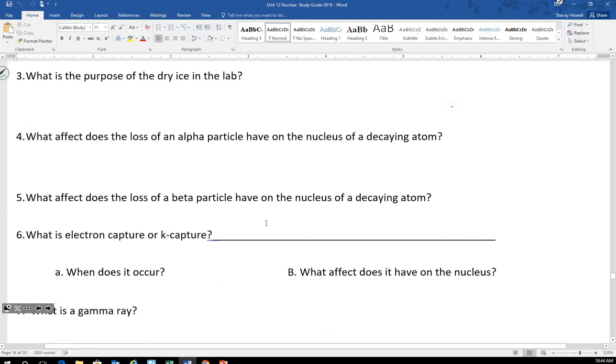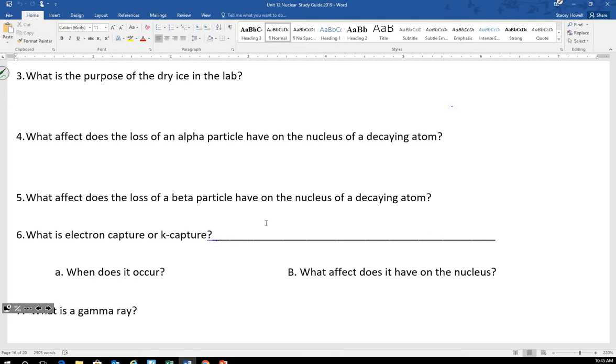What's the purpose of the dry ice? What did I tell you was the purpose of the dry ice? Do you remember? So I've made that cloud chamber and I filled it with alcohol. What does the dry ice do? Yeah, it cools that down so that when the alpha or beta particles go through, it will condense on the pathway. If it's not cold enough, it won't.